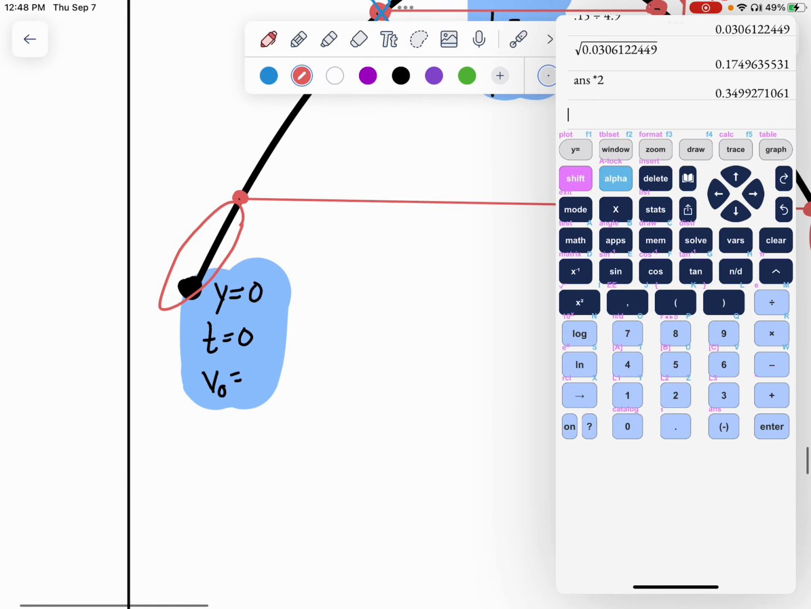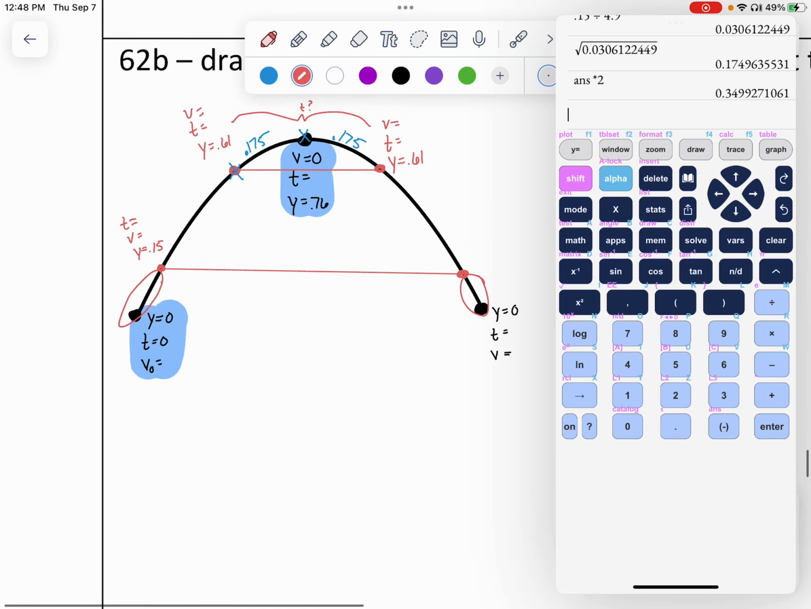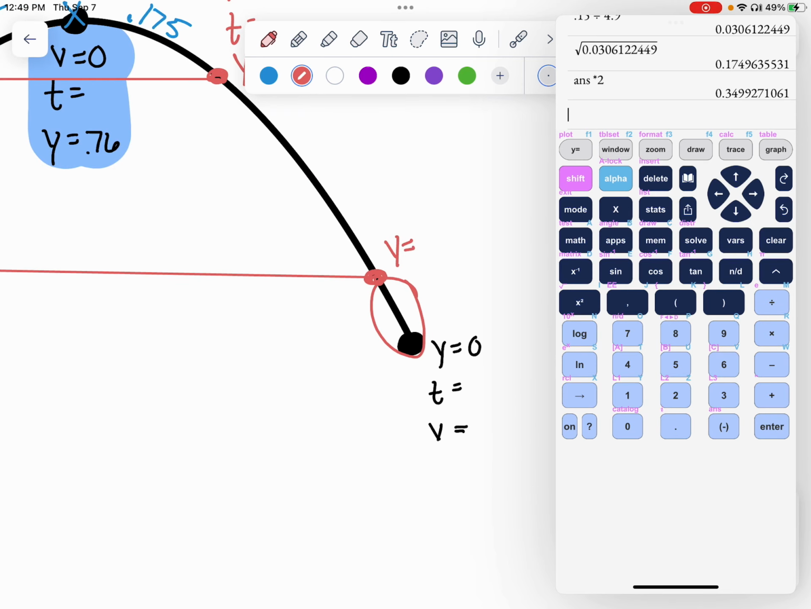All right, so I know y is 0.15. I do not know v. I do not know t. So I'm going to do the same thing over here. I know y is 0.15. I do not know t. I do not know v.